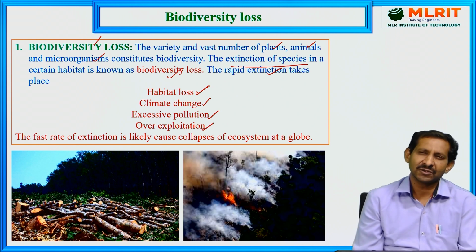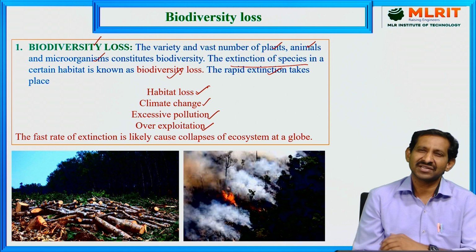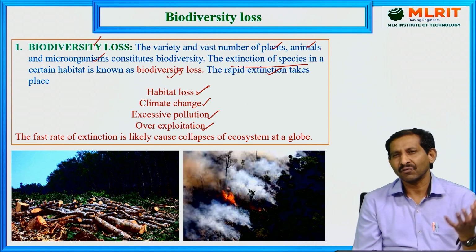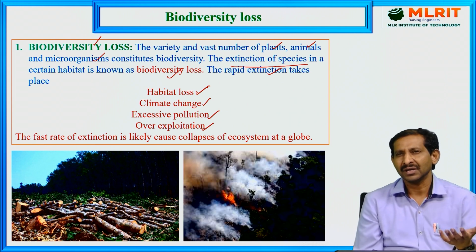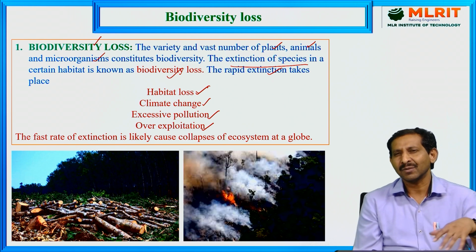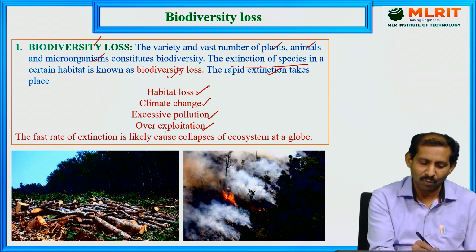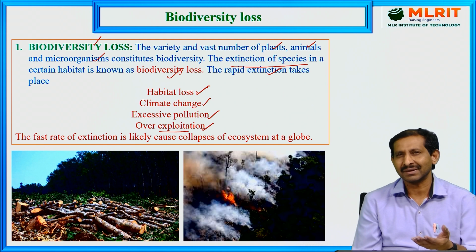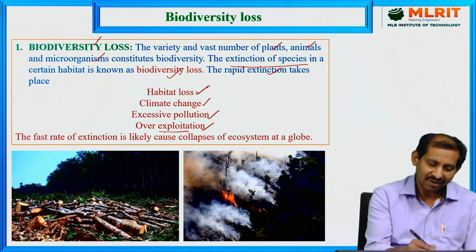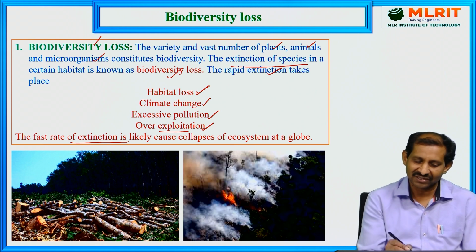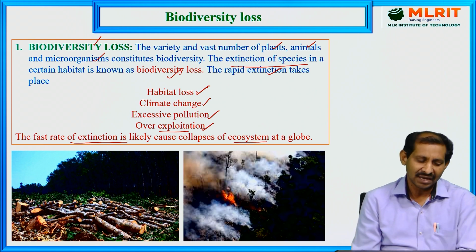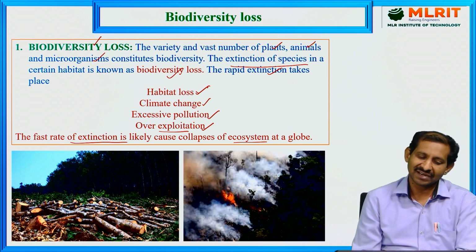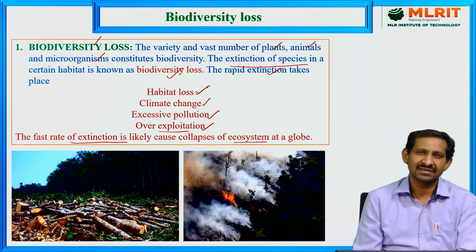Over exploitation means over utilization, like of minerals. We are extracting a lot of minerals from mines for our needs. Or water: when more water is extracted from the ground, the groundwater table decreases and land subsidence increases. Over exploitation or over utilization of forest resources also causes biodiversity loss. So a fast rate of extinction is likely to cause collapse of the ecosystem. When extinction takes place rapidly, biodiversity will be lost. These are the major causes for the extinction of species, and we have discussed that.